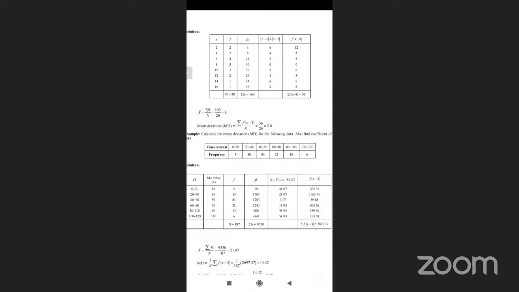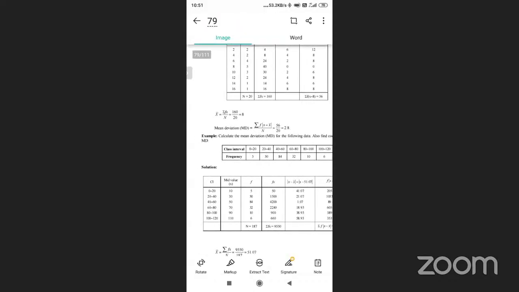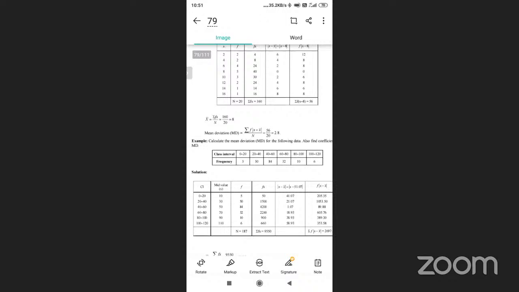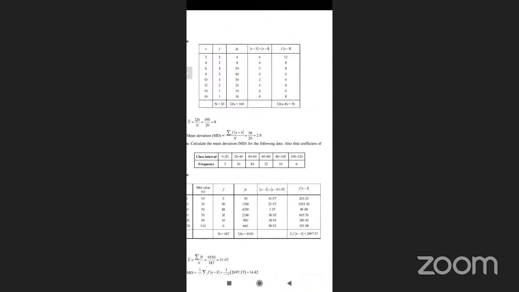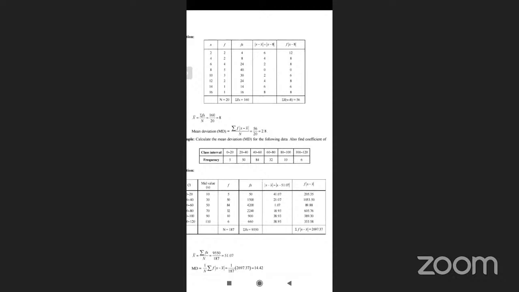F x, then modulus x minus x bar, that is f into modulus x minus 8. So here the mean is 8: sigma fx by n, that is 160 by 20, the value is 8. So subtract 8 and take the absolute deviation. You should not go to the disturbance. Absolute deviation from the mean, that is f into modulus x minus 8.